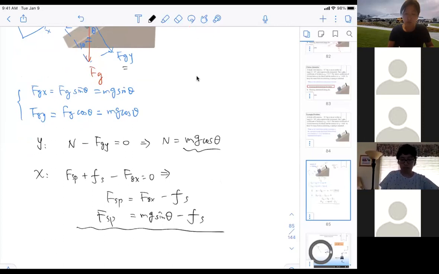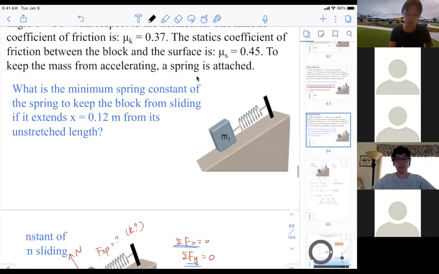Remember our goal. Our goal is to figure out the spring constant. The spring force is related to the spring constant. Spring force is the spring constant times how much the spring is being stretched, because this is Hooke's law, a linear relationship. So F spring is equal to k times delta x. Delta x is already given to us. We want it to extend 0.12 meters.